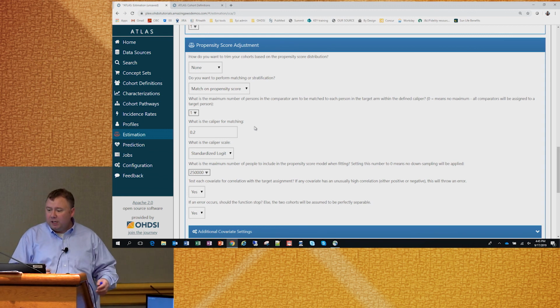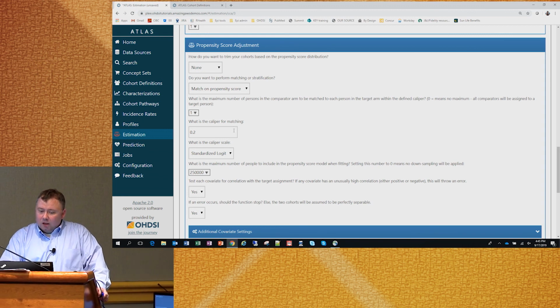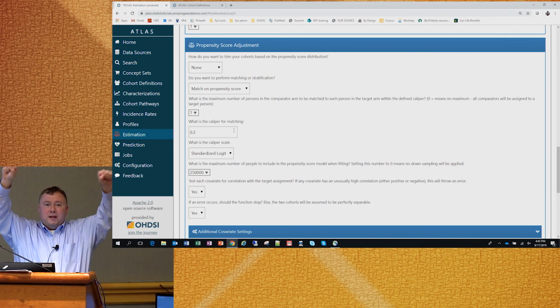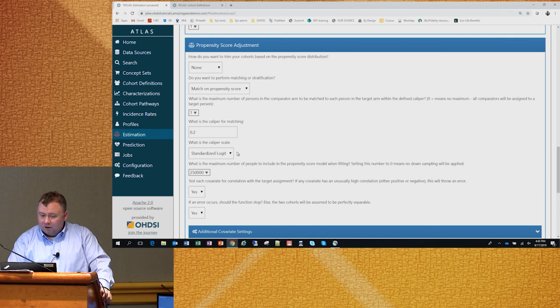In addition to that, we need to define, if I'm going to create a match, how close do these two propensity score values have to match each other? Our default parameter here is what Peter Austin recommends. So this 0.2 caliper of the standardized logit is how we handle it, though there are other options available if you really care about that. If you don't know what those things mean, then just use the defaults.